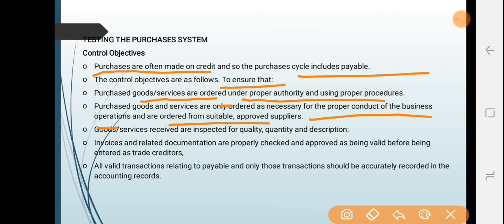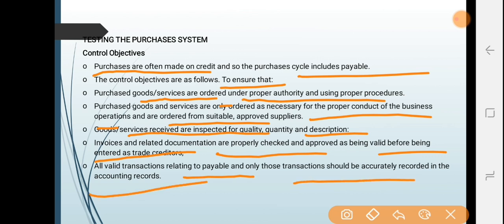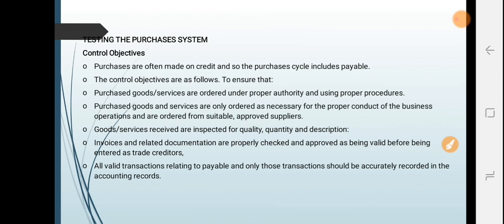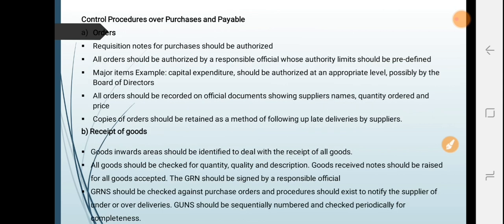Then goods and services received are inspected for quality, quantity, and discrepancy. Then invoices and related documentation are properly checked and approved as being valid before being entered as trade creditors. Then all valid transactions relating to payables, and only those transactions, should be accurately recorded in the accounting records. So these are all the control objectives of the purchase system. We'll take up the control procedures over purchases and payables.